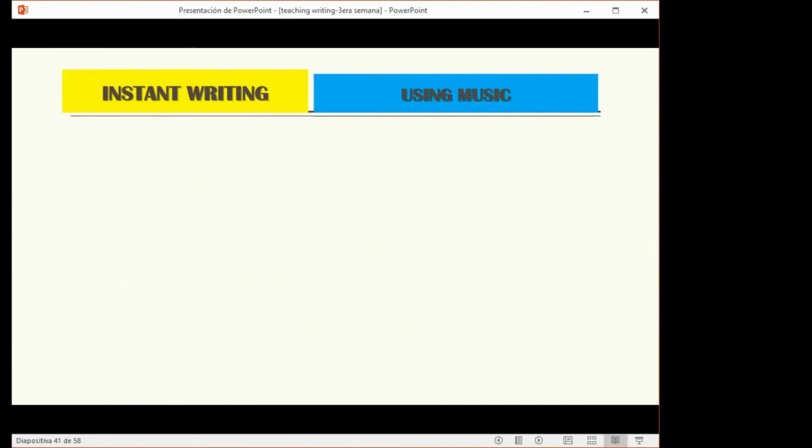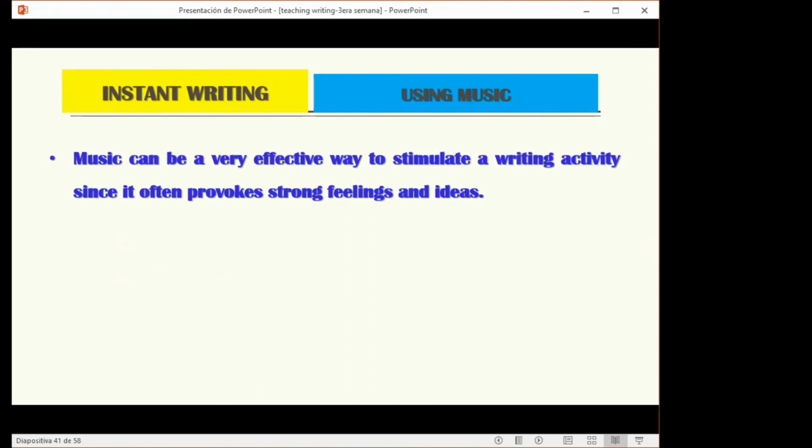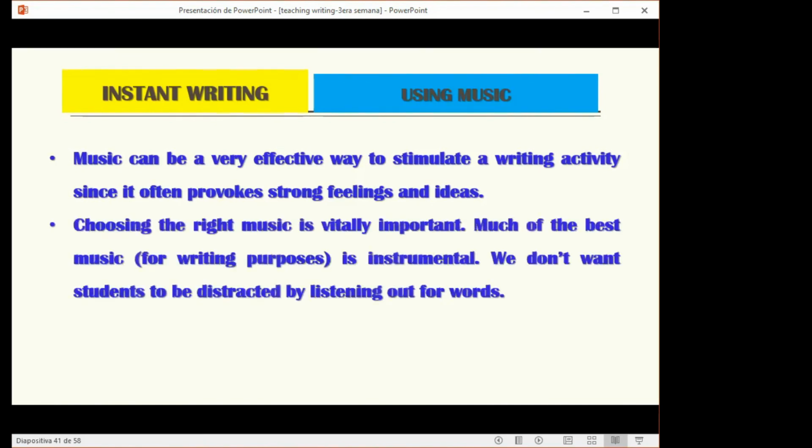Another way is using music. Remember, we're talking about instant writing. Music can be a very effective way to stimulate a writing activity since it often provokes strong feelings and ideas. Choosing the right music is vitally important. Much of the best music for writing purposes is instrumental. We don't want the students to be distracted by listening out for words.